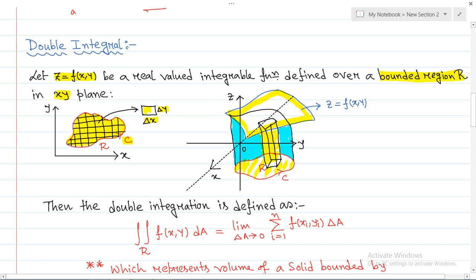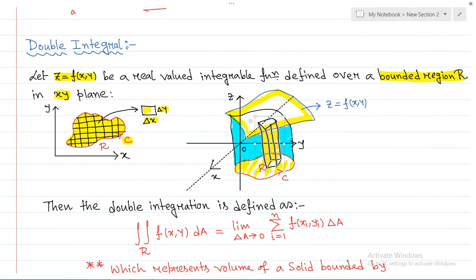So what is the difference between a line integral and a double integral? The line integral represents the area under the curve bounded between two lines x equals a and x equals b. In the case of double integration, the double integral of f(x, y) dx dy, or dA, represents the volume of a solid body.